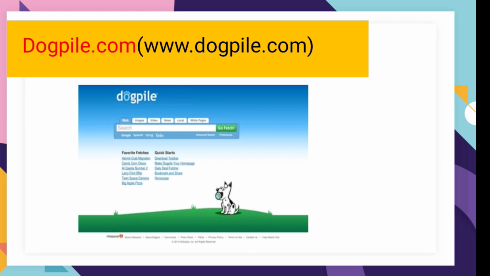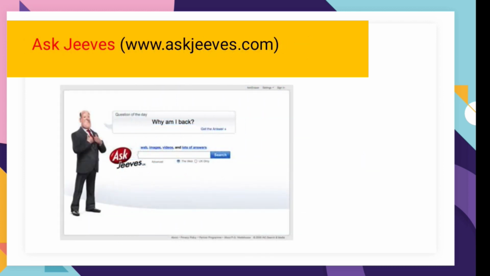Next is Ask Jeeves. Ask Jeeves is also a popular search engine which uses crawler-based technology to provide results to its users. You can also visit Ask Jeeves and search for information.